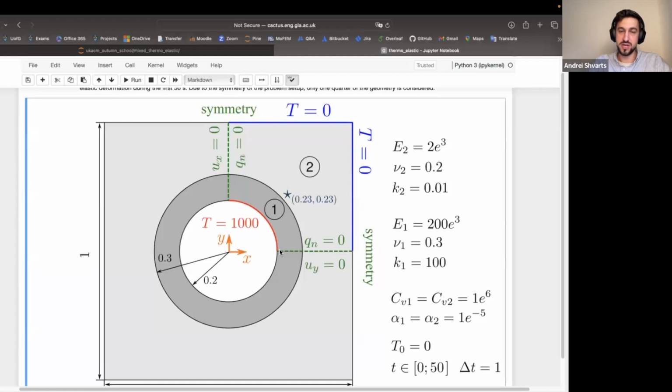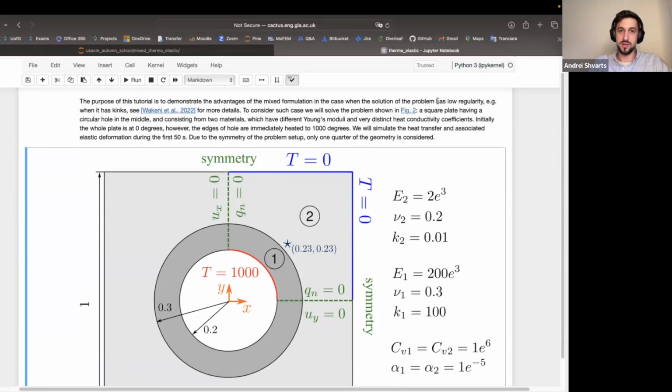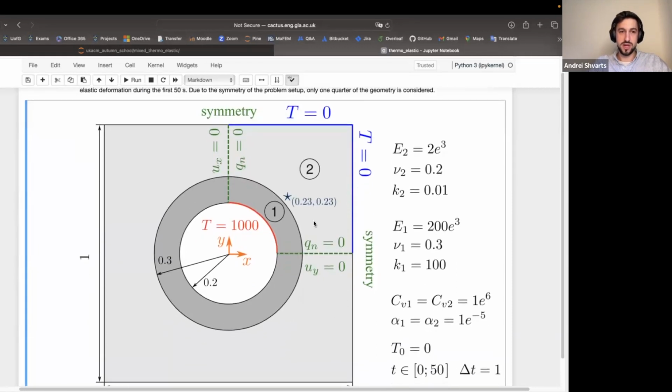this circle domain over here, but it will struggle to propagate into material two because the conductivity in material two is much lower. And also the boundaries of material two are exposed to zero temperature on these outer parts of the boundary. And therefore, we're going to have a huge jump of temperature between domains 1 and 2. This is what we mean by the solution with a low regularity. And we're going to look into what's going to happen in this interface.